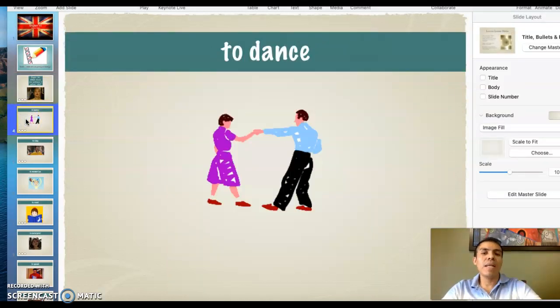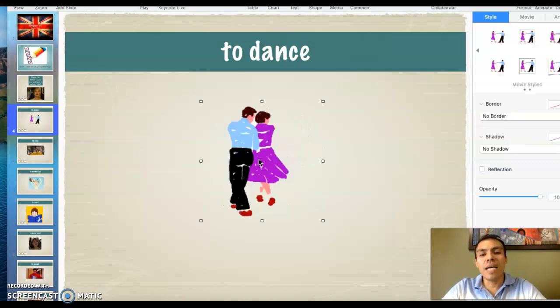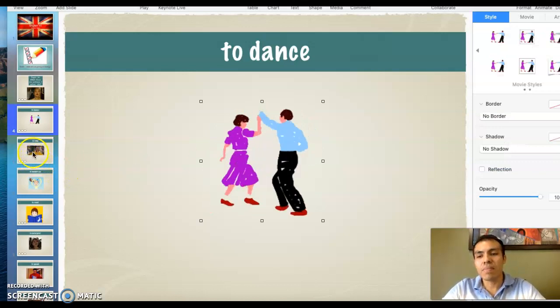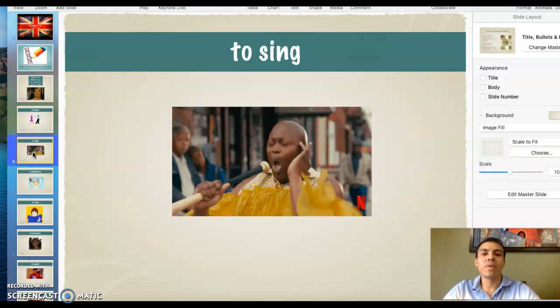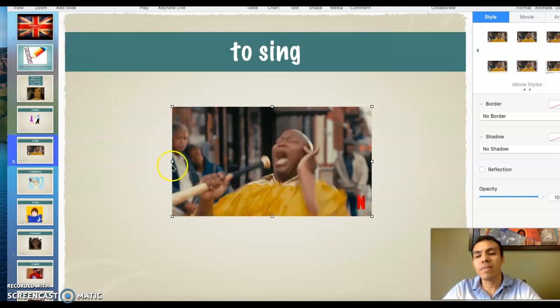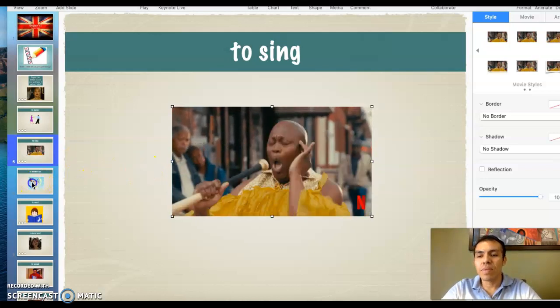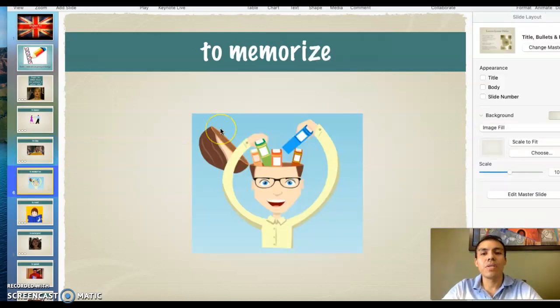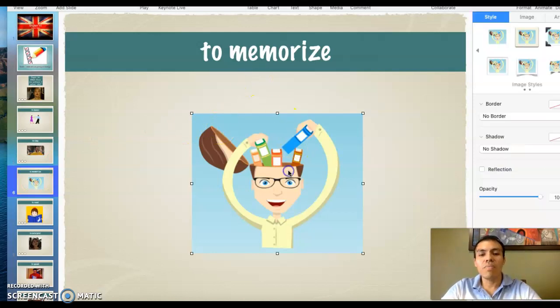The verb number 1 is to dance. Observe, to dance. The number 2, to sing. Observe, to sing. Number 3, to memorize. Observe, to memorize.